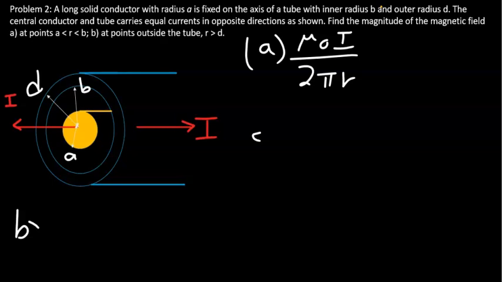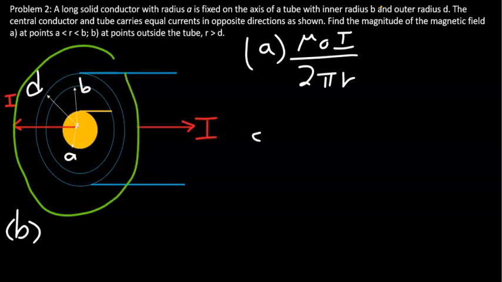Now, part B. Part B asks you to determine the magnetic field outside the hollow conductor. So the contour would look something like this. So let's assume there exists a magnetic field and the contour is C. So rewriting Ampere's law, we get an expression like that.